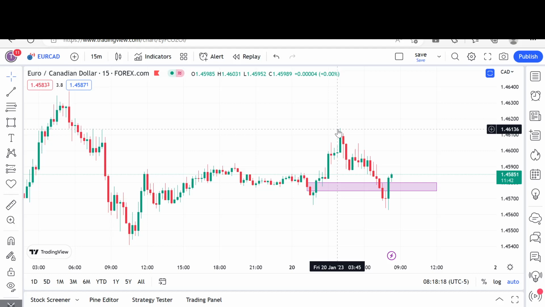I mean, market structure is bullish on our larger time frame. Everything's still pointing to the upside. I just missed time to play, and that happens. Okay, you're not going to be perfect all the time. I'm not perfect all the time, and that's just part of it.